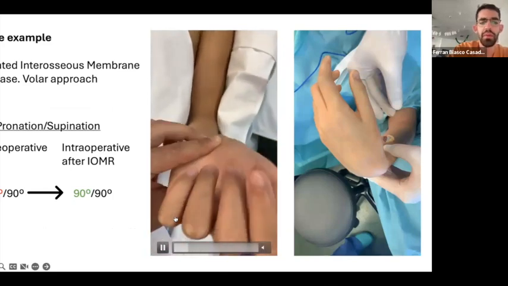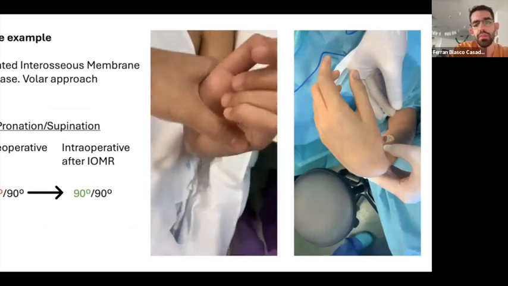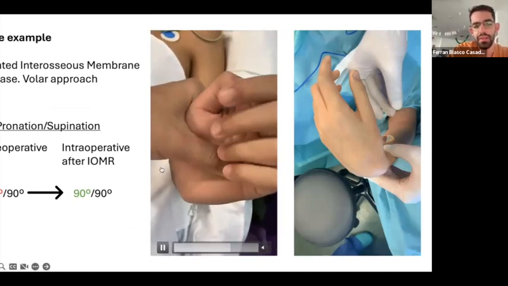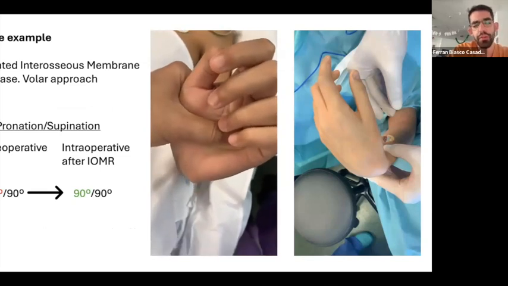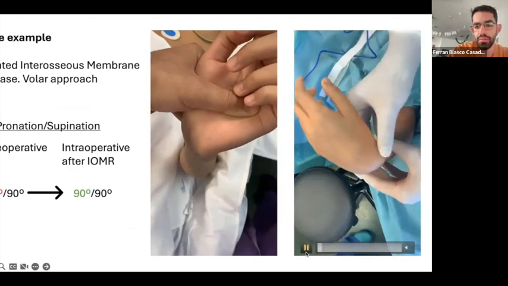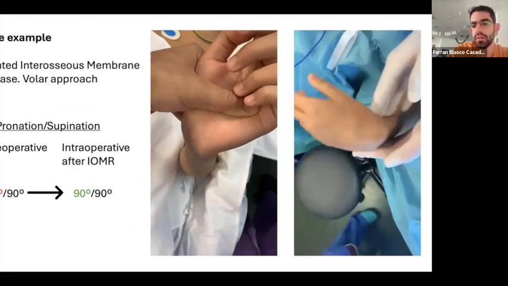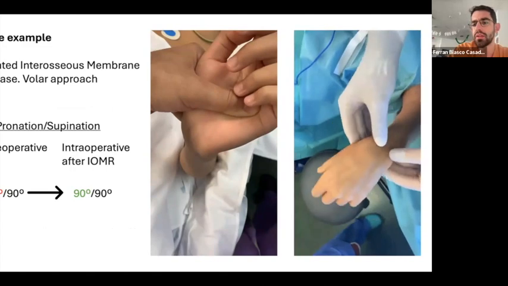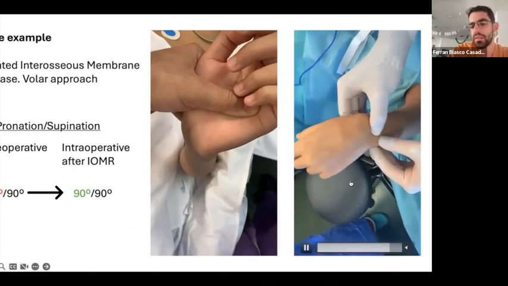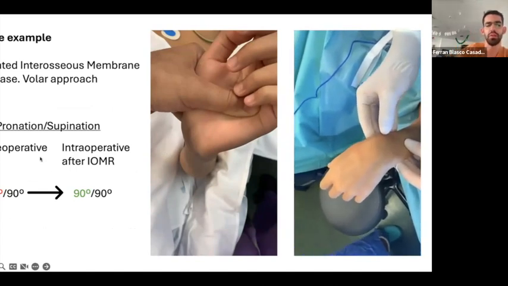So we are back in our case. We remember the important forearm rotation deficit preoperatively, and we performed an isolated interosseous membrane release through a volar approach. Here we can see the vast increase in the pronation and the stability of the distal radioulnar joint. Here we can see that we increased the rotation from 10 degrees of pronation to 90 degrees of pronation.